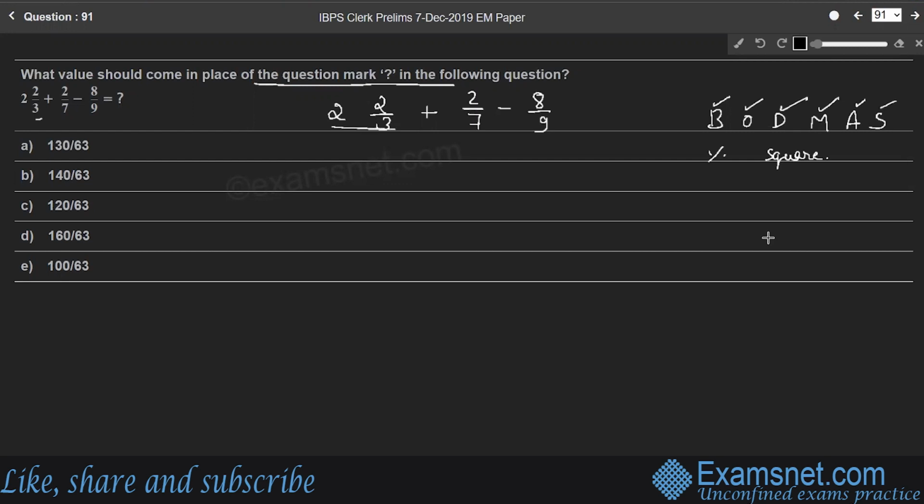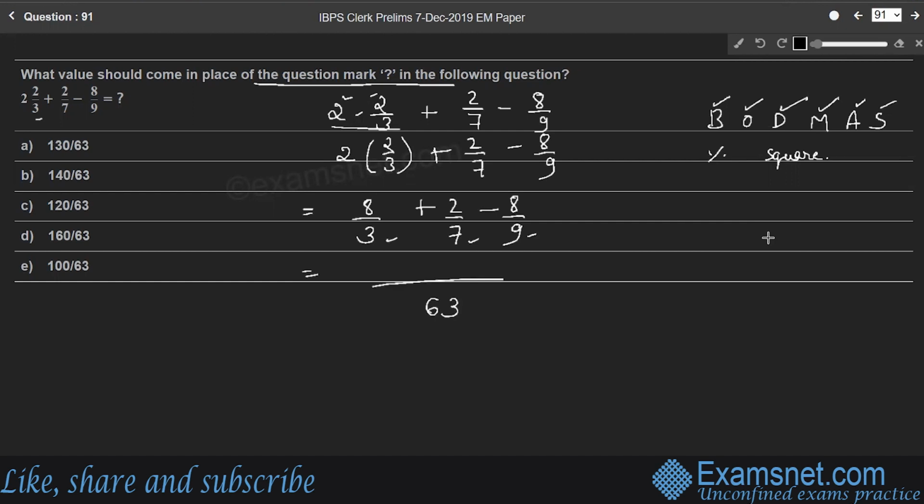So here we are going to solve this part, mixed fraction part. That means 2 of 2 by 3 or 2 integer 2 by 3. Here 2 of 2 by 3 plus 2 by 7 minus 8 by 9. So here 3 into 2, 6 plus 2 is 8 by 3 plus 2 by 7 minus 8 by 9. Here LCM of 3, 7 and 9 is 63.